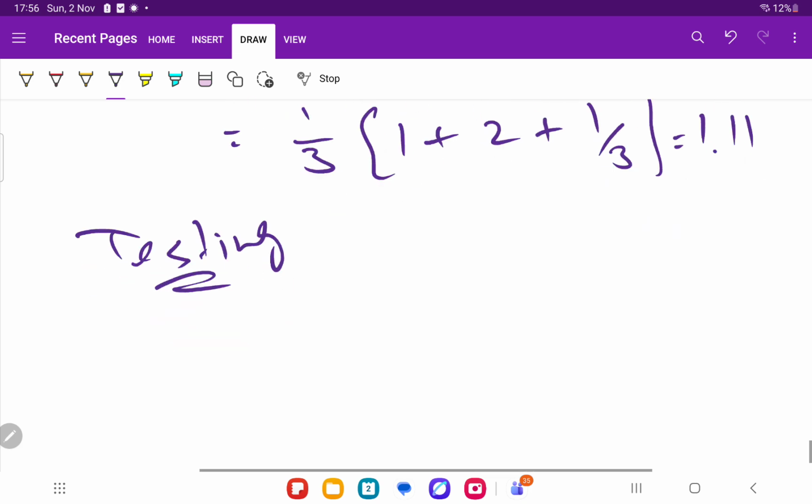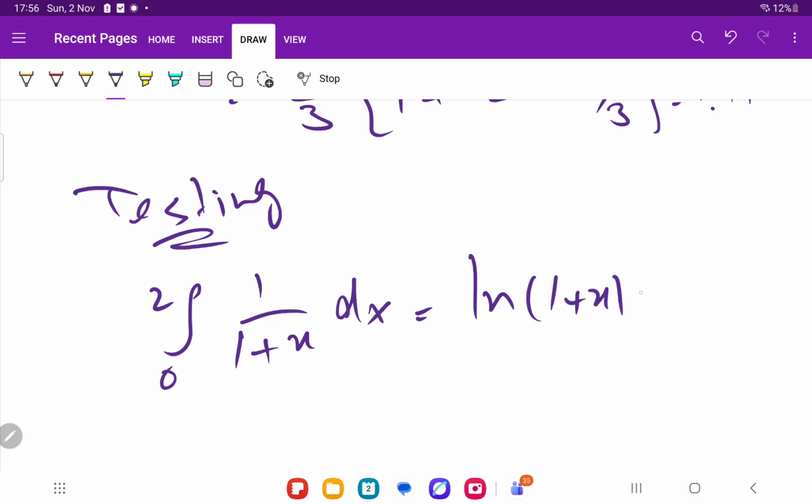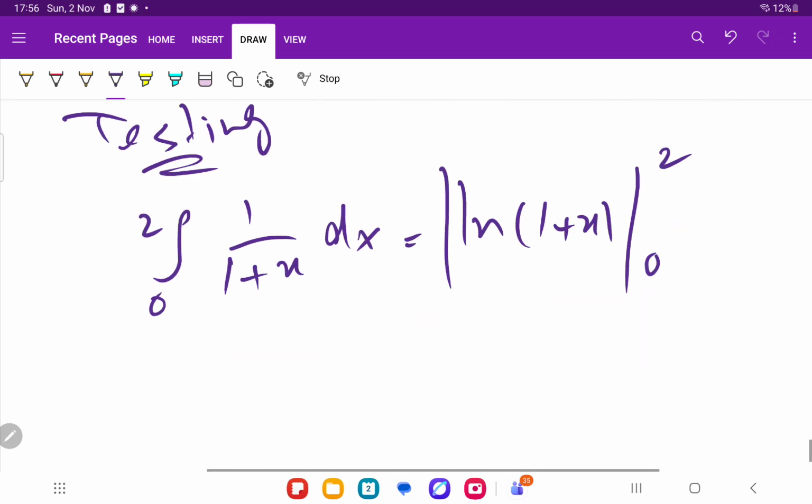Testing. So for this function the testing is a little bit easier. I mean, it's very easy. 0 to 2. So we could see that the denominator is 1 plus x, and the derivative of the denominator is 1, which is here. So it means that the logarithm of 1 plus x is its integration. Okay, log of 1 plus x, and the limit is going from 0 to 2.